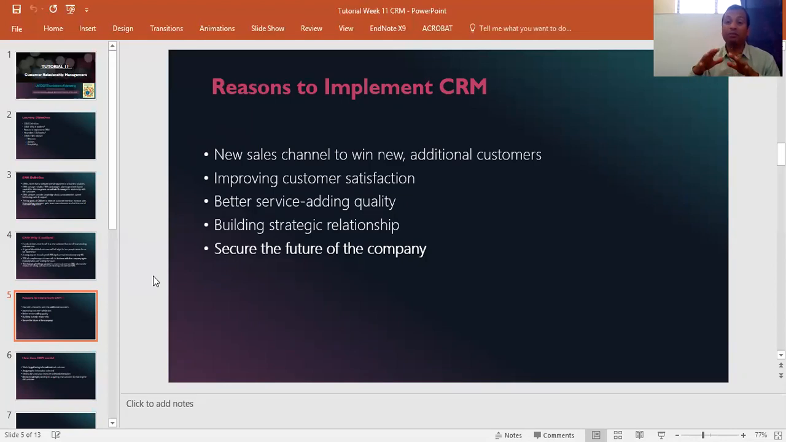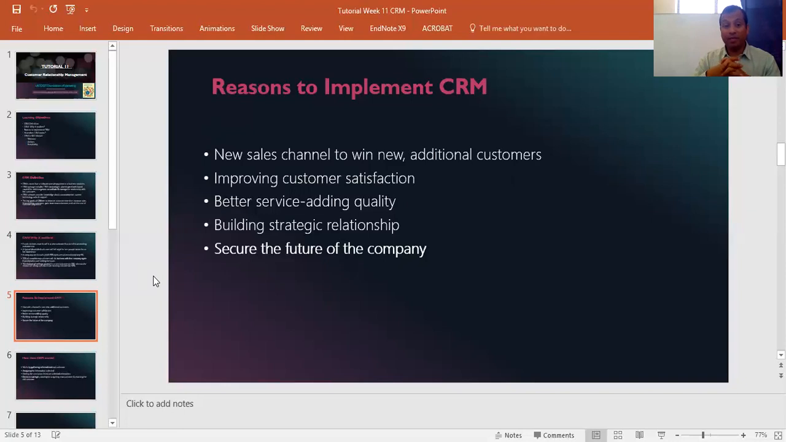You don't want a short-term gain. Again, you want to retain your market share, you want to retain your position in the particular market segment for a long period of time. So CRM could be a kind of strategic decision making.